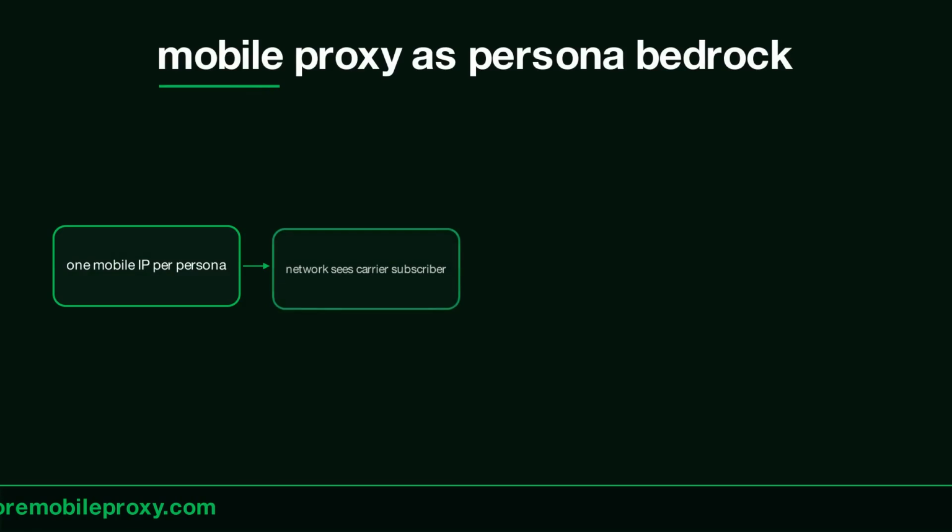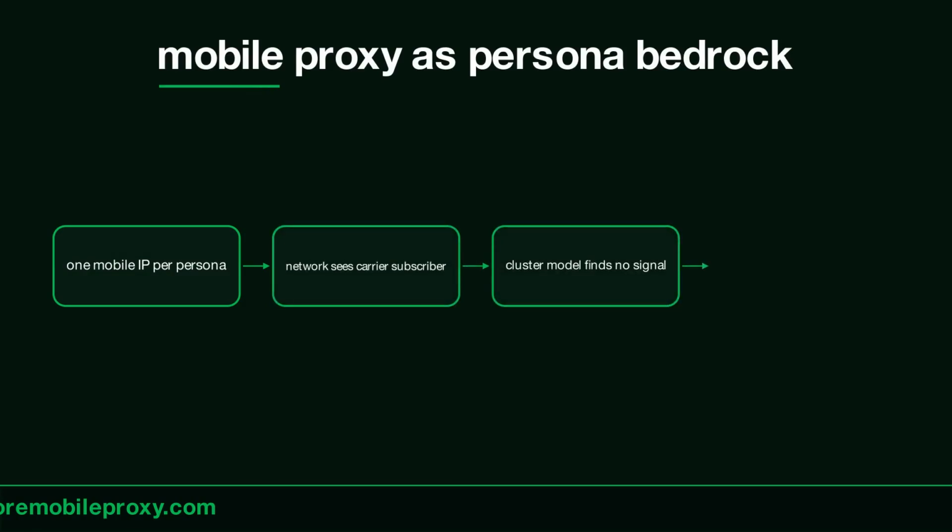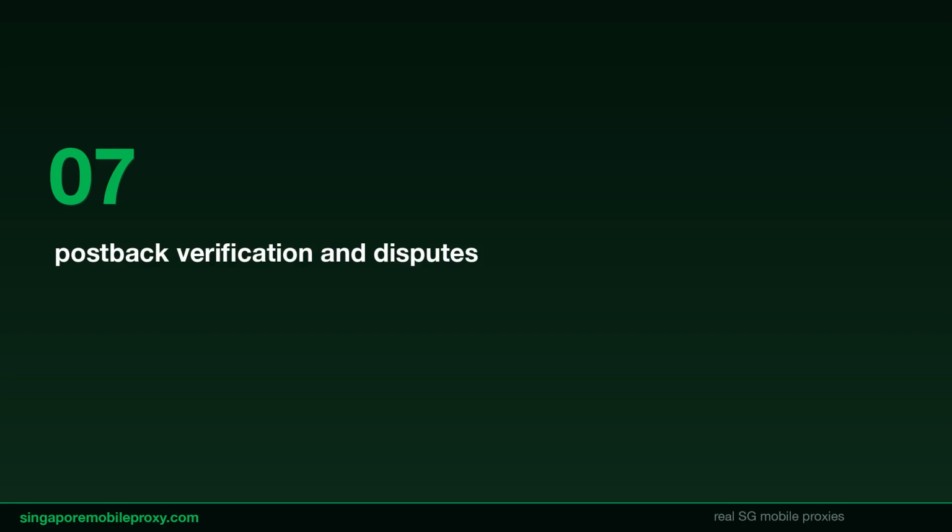The mobile proxy session is the bedrock. With 1 mobile IP per persona, the network sees a Singtel or StarHub subscriber for that persona, which matches what a real publisher would look like. Without that, the cluster gets flagged on the IP signal alone and nothing else matters.